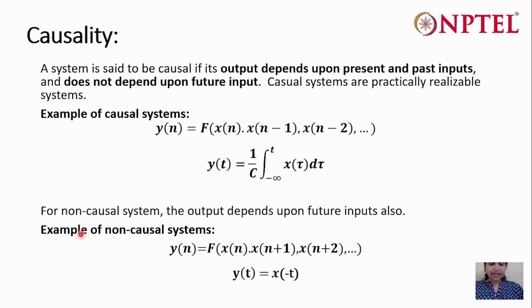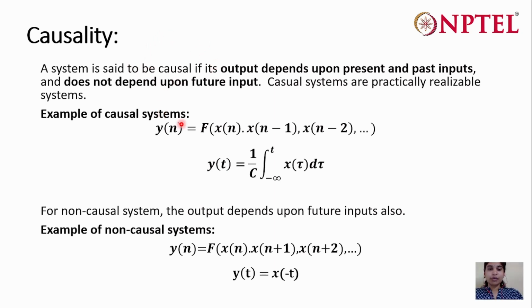Okay, so let us see when the system is said to be a causal system. A system is said to be causal if its output depends upon present and past inputs and does not depend upon the future input. Causal systems are practically realizable systems. So, those systems whose output depends only upon the present and past inputs and not on the future input are called causal systems.